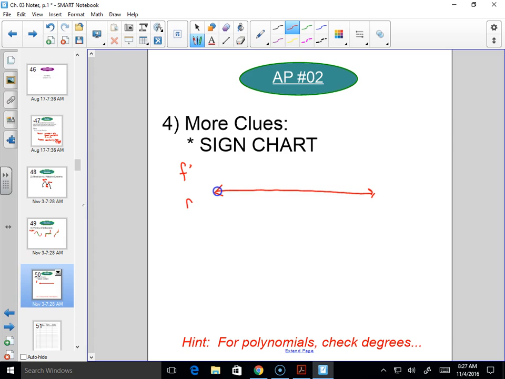But once I figure that out, to fill in a sign chart, I need to think about what's going on. Remember, when we're thinking about F, we're thinking about how F is changing or moving, which is going to be F increasing or decreasing, right? When I'm thinking about F prime, what am I trying to think about? Positive or negative. Positive or negative.